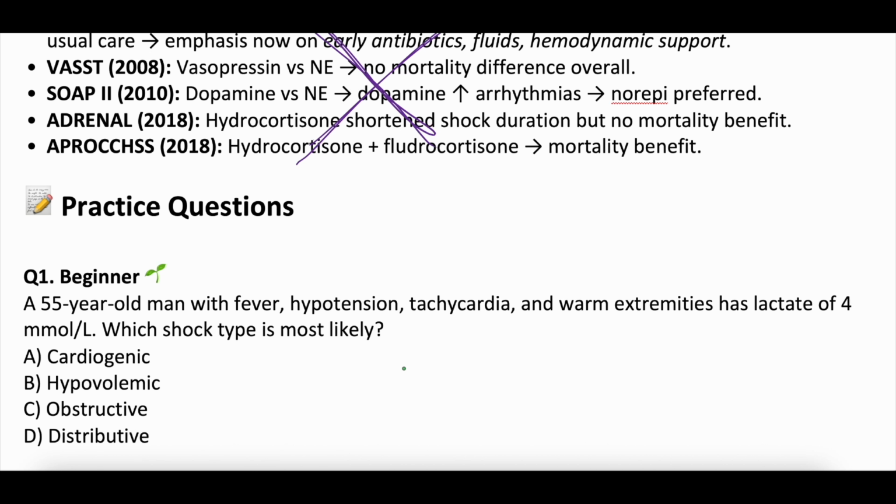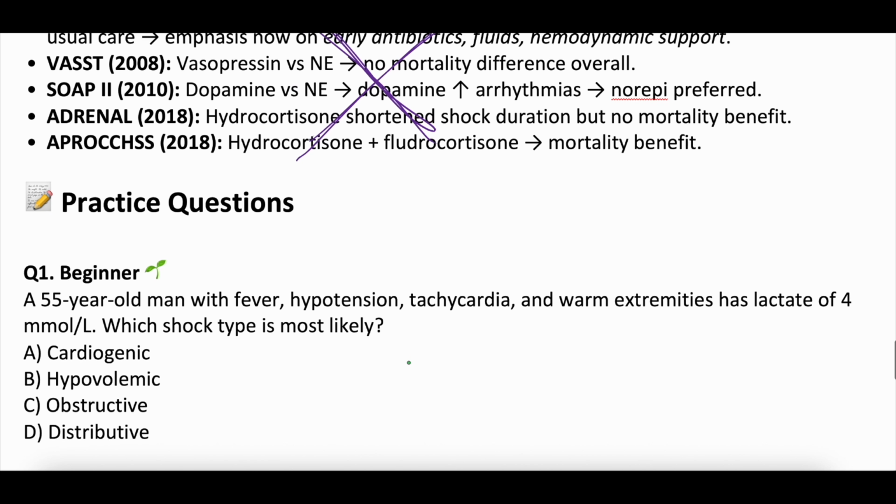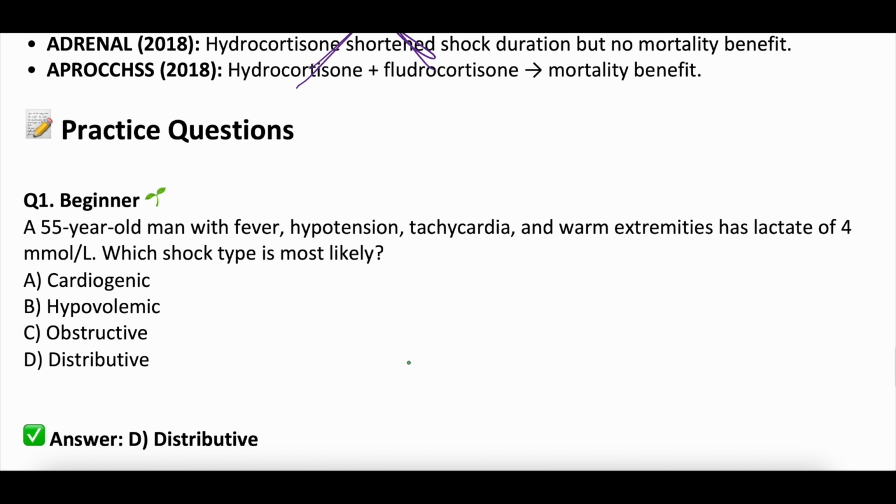So question 1, beginner. A 55-year-old man with fever, hypotension, tachycardia, and warm extremities has a lactate of 4. Which shock type is most likely? A, cardiogenic, B, hypovolemic, C, obstructive, or D, distributive? Well, you know the topic of the episode, so the answer most likely is D, distributive.